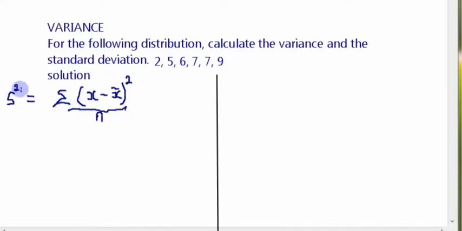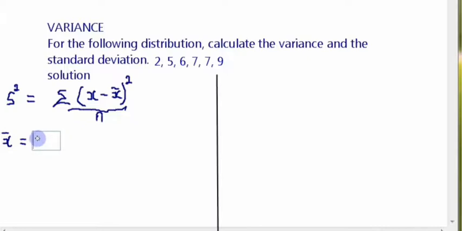Our variance is s raised to power 2. This is the variance, and is equal to summation of bracket x minus x bar raised to power 2, divided by the number of the scores. Now we have 2, 5, 6, 7, 7, 9. So we have to compute our mean first before we continue with others. Remember that the mean is the summation of all these scores, 2, 5, 6, 7, 7, and 9. So we have to add everything.